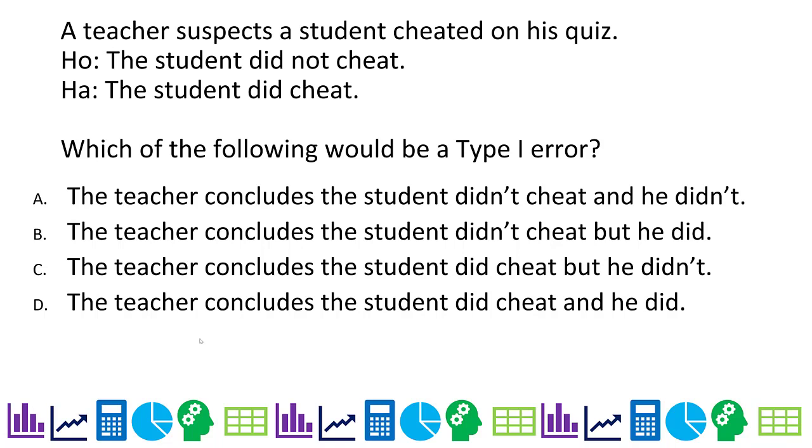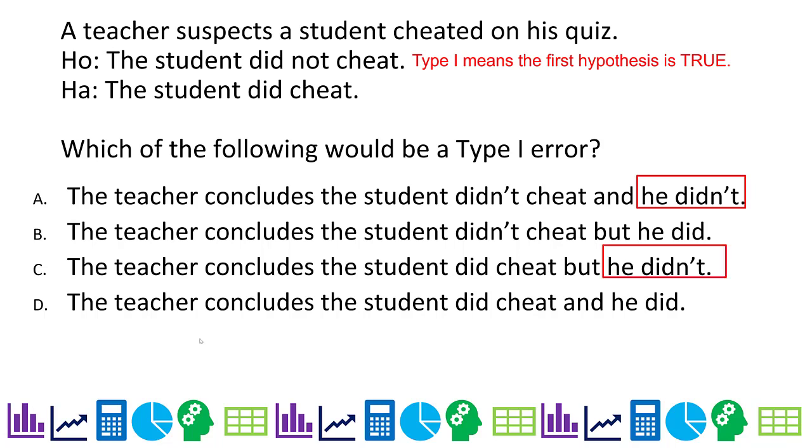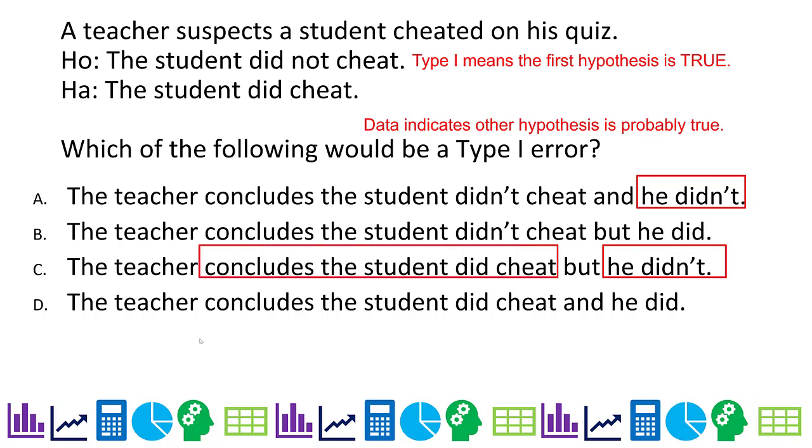So a type 1 error occurs when the first hypothesis is true, but we have data that leads us to think the other one's true. So that would mean the teacher would conclude the student did cheat, even though he didn't. All right. So the correct answer is C.